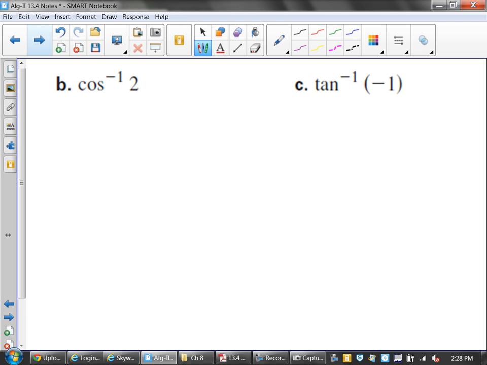Cosine of 2. Now, when I'm thinking about cosine again, remember, it's bounded between first and second quadrant. What are the ordered pairs for cosine on the outside? With negative 1, 0 here, and what's this one? 1, 0. Can cosine ever equal 2? No. Okay. Tangent of negative 1.